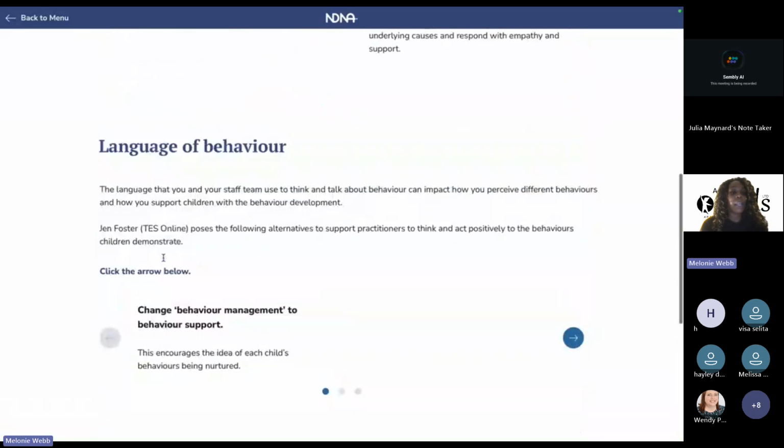Does anyone have any ideas as to why this is important? If anyone wants to just take their mic off, not you, Leon. Write it down.